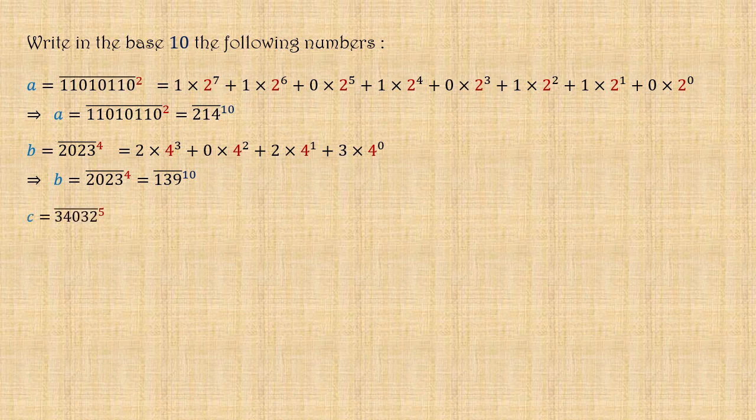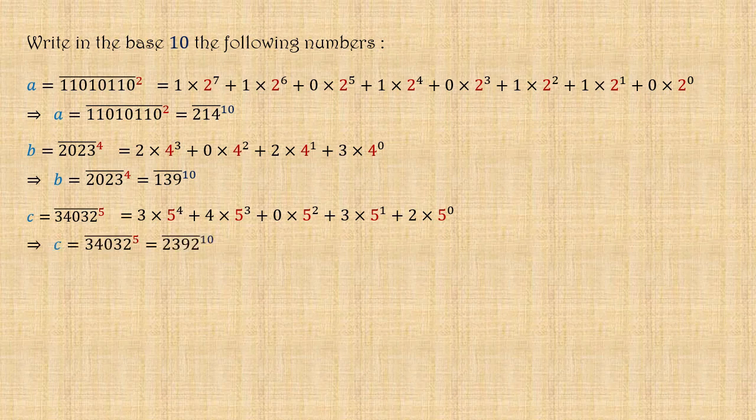Then we have the number C, as it is written in the base 5 with 5 digits. We do its expansion by matching each digit to the power of 5, starting from the fourth power. So C would be equal to 3 multiplied by 5 to the power of 4, plus 4 multiplied by 5 to the power of 3, plus 0 multiplied by 5 to the power of 2, plus 3 multiplied by 5 to the power of 1, plus 2 multiplied by 5 to the power of 0. After calculating this, we find that C equals 2,392 in the base 10.